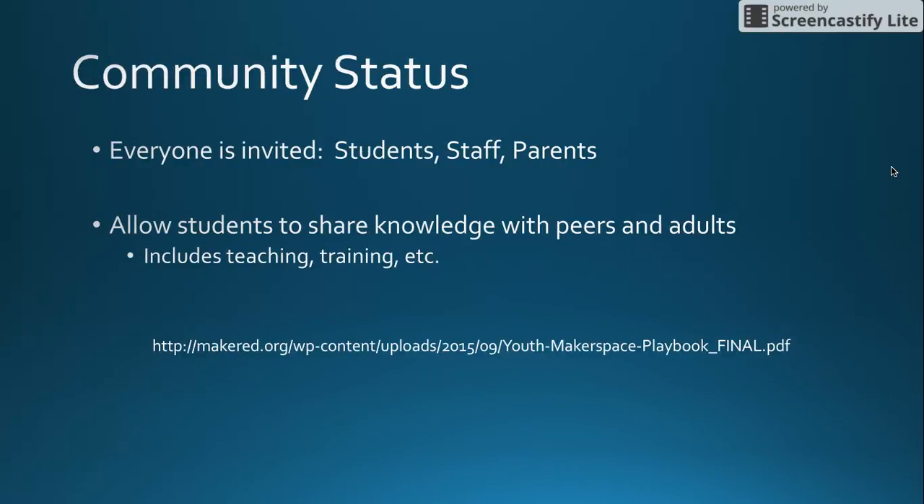And the last area is community status. And this is an interesting one to think about when you're creating a makerspace. You want everyone in the community to feel invited, as we'll talk about soon, that they have the keys to the makerspace. So students, staff, parents, whoever else. Allow students to share knowledge with their peers and adults, and this includes teaching. So as we talked about in gender, try to have students in leadership positions as much as possible.